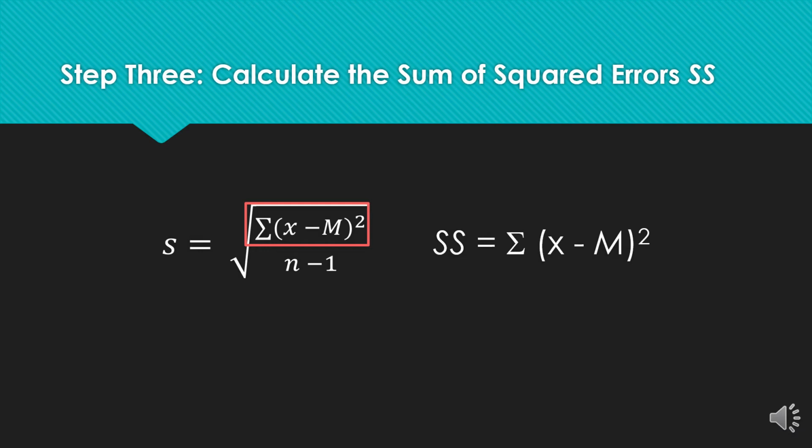To calculate the sum of squared errors, we simply add together all the squared deviation scores that we just calculated in the previous step. Looking back at our formula for standard deviation that I introduced at the beginning of this video, the sum of squared errors is the numerator of that formula.